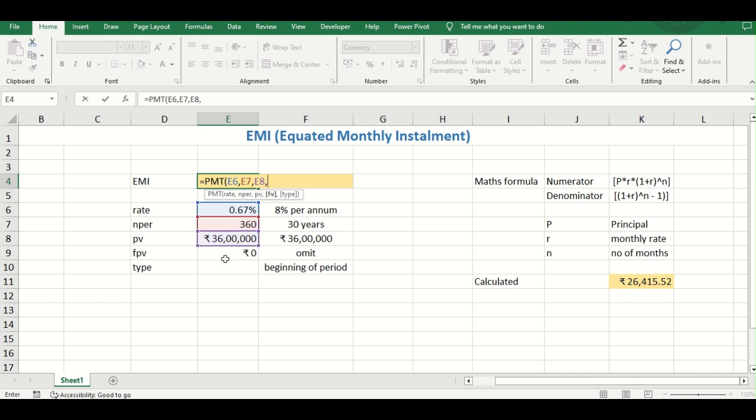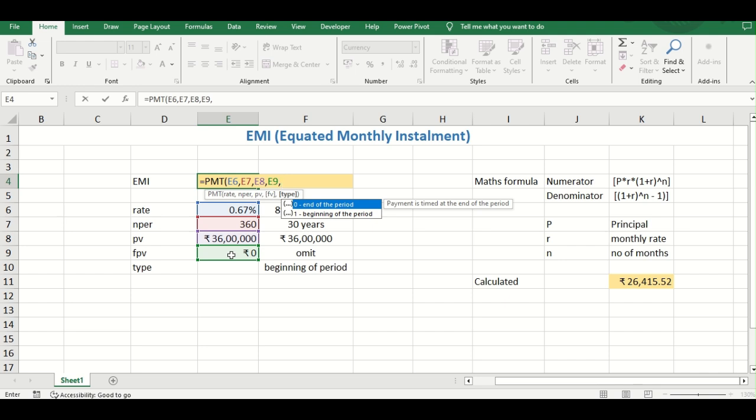Now in this formula we don't need the FV value, that is the future value. So it is basically 0, so you can omit it also. And type is basically, there are two options available. One is end of period and one is beginning of the period.